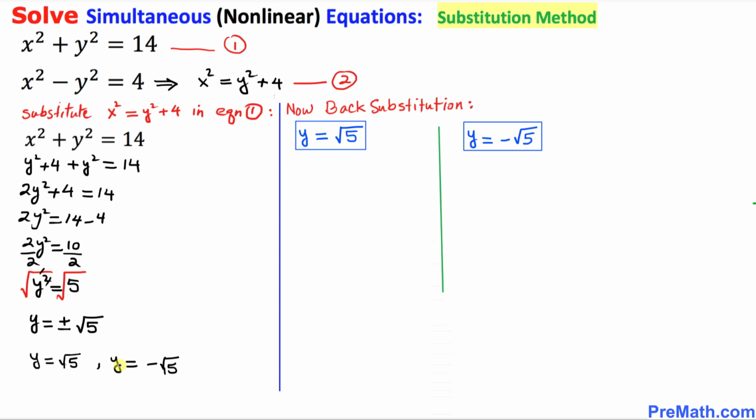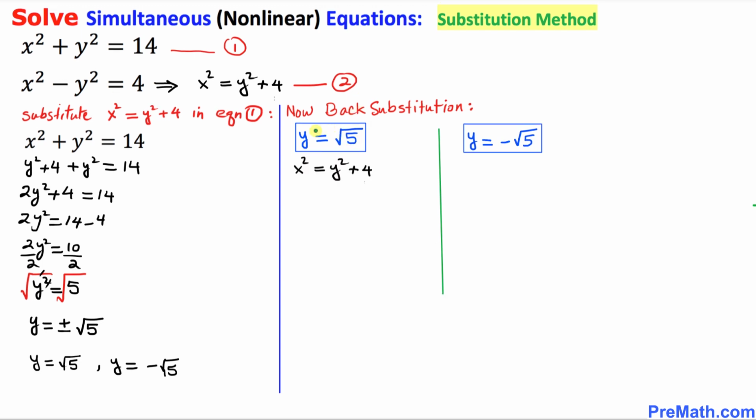As we are running out of space on the left hand side, I put down the y values, y equal to square root of 5 on this side, and y equal to negative square root of 5 on the right side as well. And now we're going to perform back substitution. So that means we are going to put the y equal to square root of 5 value in this equation number 2, that is right up here. I just copy it down. Let's go ahead and fill in the blanks.